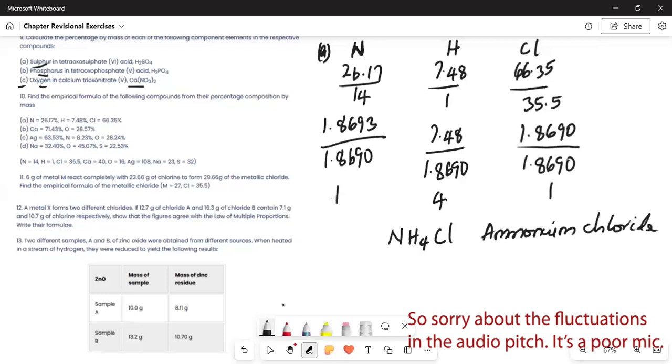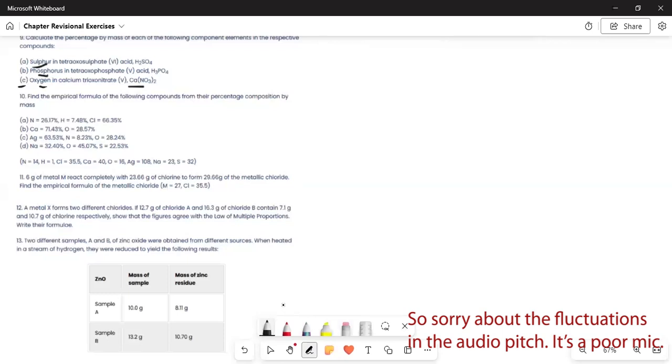Remember that for some compounds, their empirical formula and their molecular formula are the same. This is ammonium chloride. Then question B, we have calcium. Calcium, the percentage by mass is 71.43. Then oxygen, the percentage by mass is 28.57. To find the mole ratio, we divide each of these by their relative atomic mass. So the relative atomic mass of calcium is 40, that of oxygen is 16.